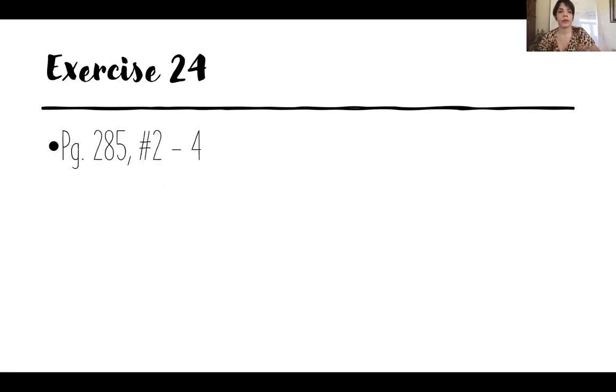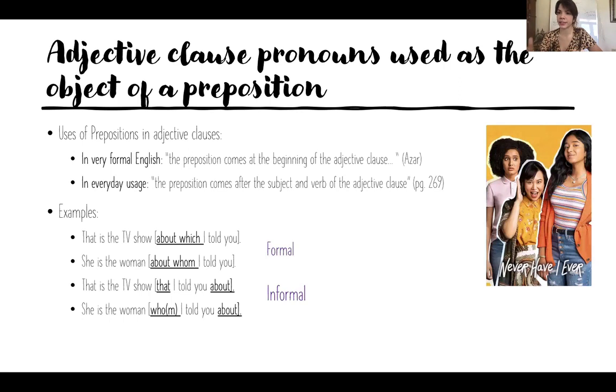So I want you to do exercises 2 to 4 on page 285. So not that much, but we'll continue adding up some exercises as the class goes on. So let me hide myself.